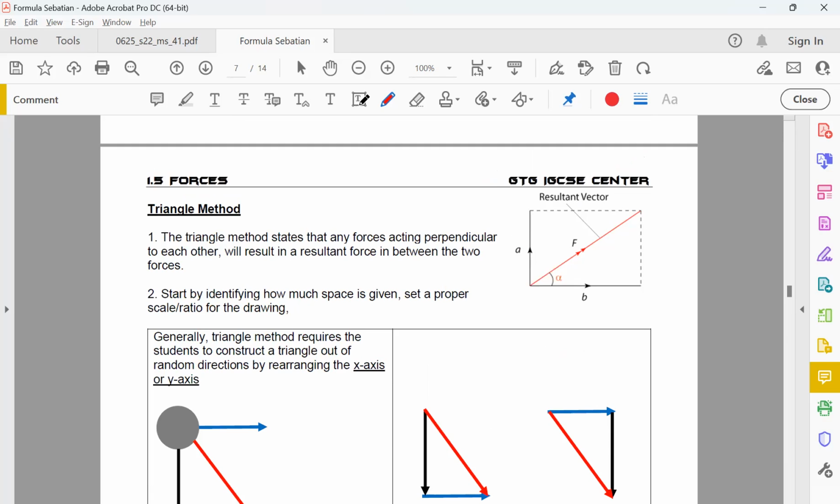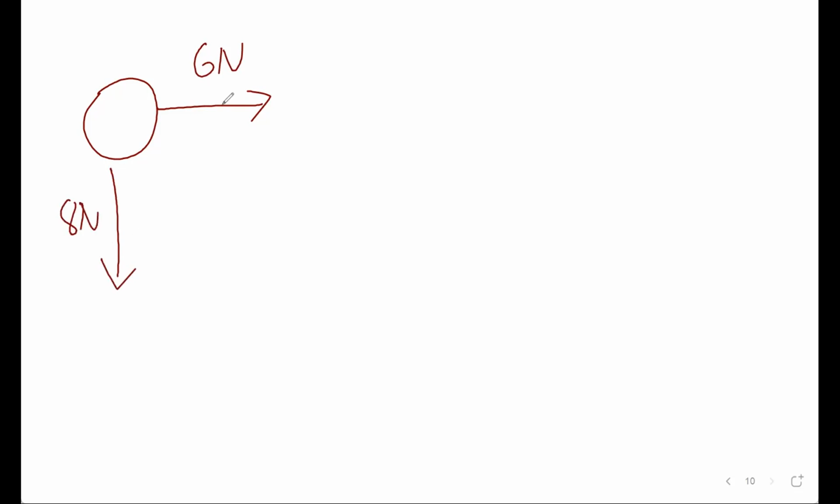Let's say, for example, today, I have one object here, right? And it's being pulled in this direction with 6 newtons, and it's being pulled in this direction with 8 newtons here. I want to find how much my resultant force is. I want to find how much this is, okay? I can use the triangle method by drawing up all my information, okay?